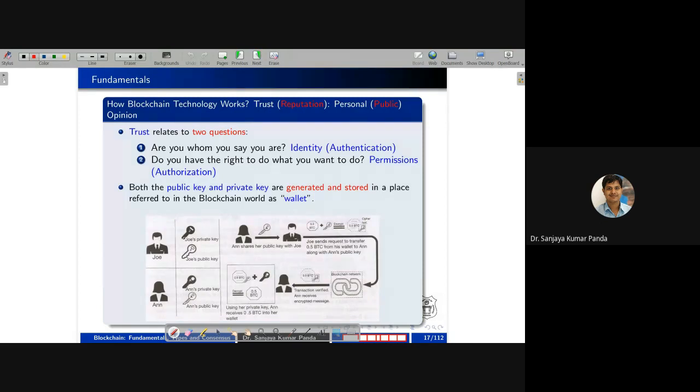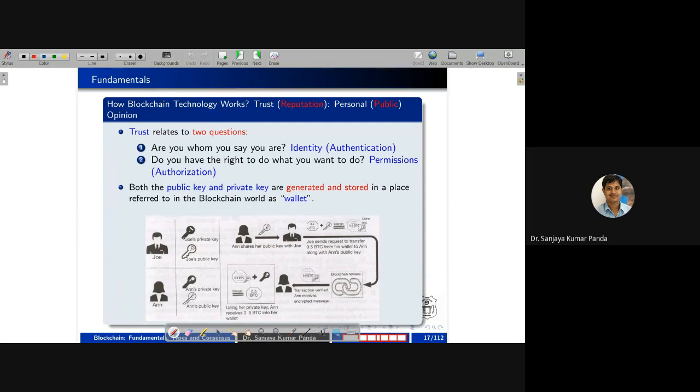Somebody influenced you with some comment, and you have accepted that comment, then you can say that person is not good, right? So trust is purely a personal opinion. Today you may trust someone, tomorrow you may not trust someone, right? So that is purely a personal opinion. But if you look into reputation, reputation is not personal. Reputation is based upon public opinion.